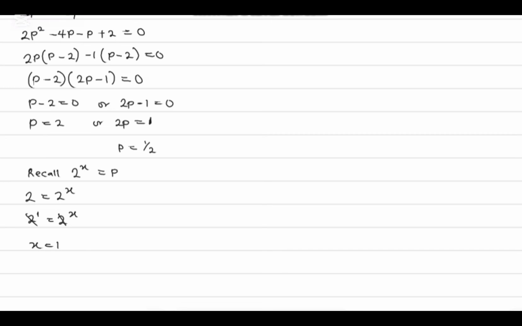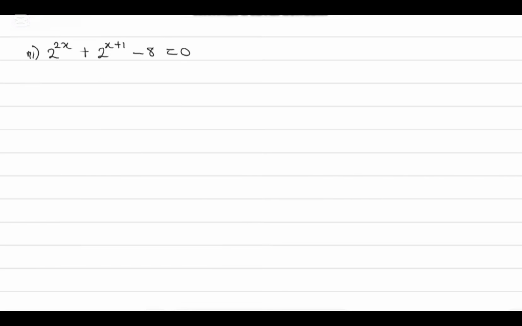Or again, when p is half, 1 over 2 equals 2 raised to the power x, we can have 2 raised to the power minus 1 being equal to 2 raised to the power x. Equating common terms will give us x being equal to minus 1. So that's about that. Let's take the last one.